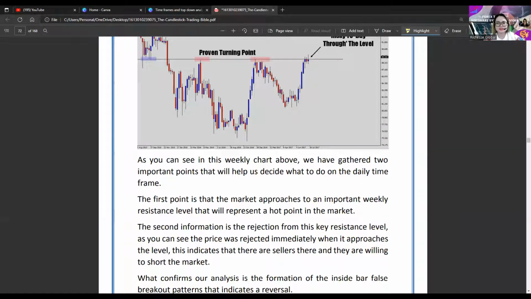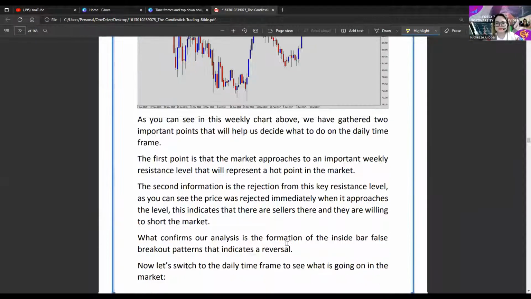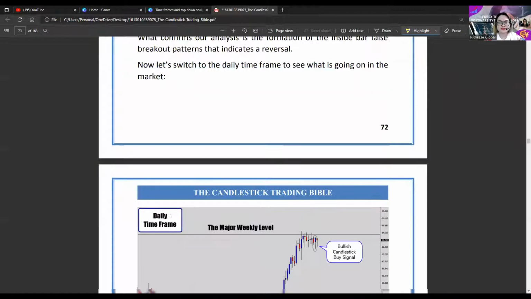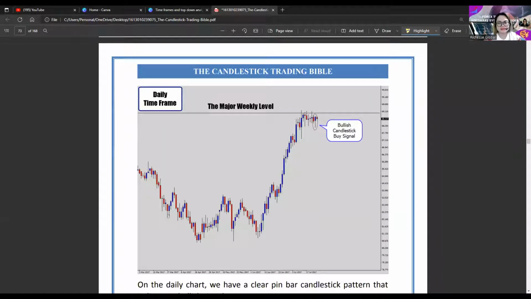Ibig sabihin, dito sa second turning point, willing na naman yung mga nag-short na i-ano ulit yung market. What confirms the analysis is the formation of the inside bar false breakout pattern that indicates a reversal. Now, let's switch to the daily time frame to see what is going on in the market, which is, eto, naka-weekly. Tingnan naman natin yung chart ng ating daily time frame.